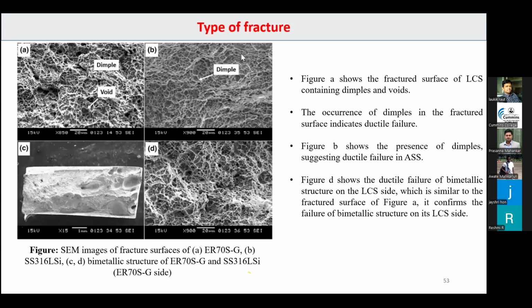Then I have performed fractography. This is the SEM micrograph of the fractured surface. Here you can see this is for the LCS part. I have observed dimples and voids, and this indicates a ductile fracture. This is the micrograph of the fractured surface of ASS. Again, here also I have observed dimples, so we can say that there is a ductile fracture. This is for the interface part. All the samples failed in the LCS part. Again here also you can observe dimples, so we can say that there was a ductile fracture in the bimetallic part.